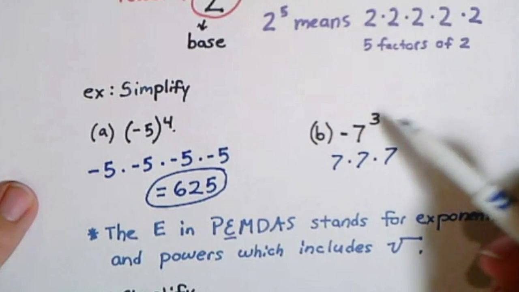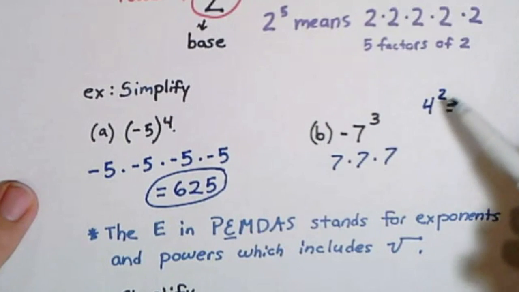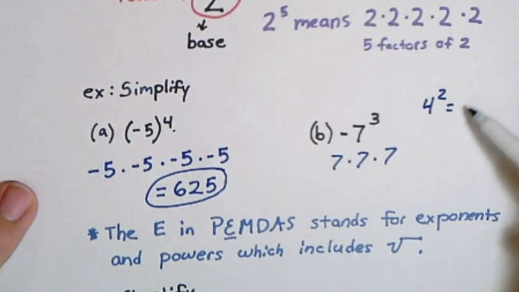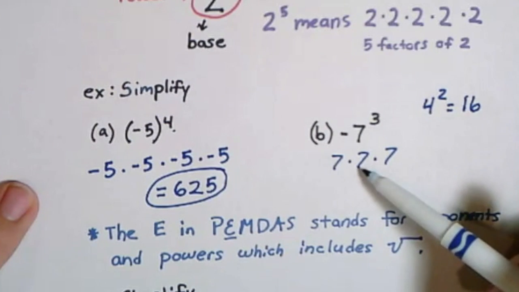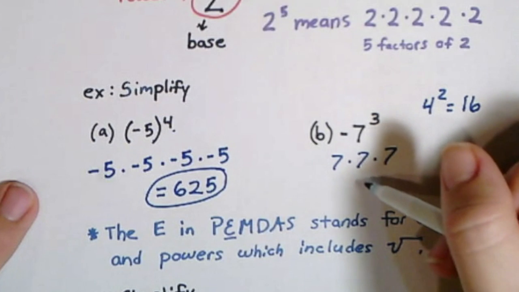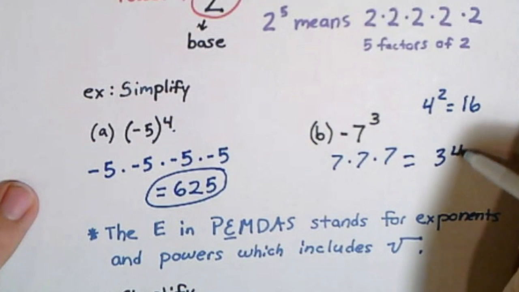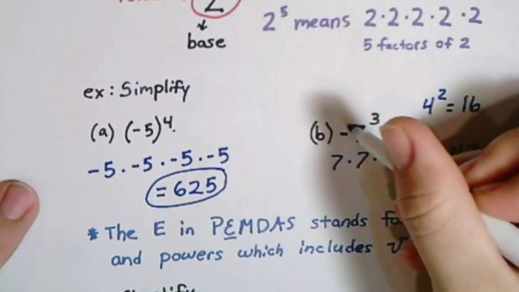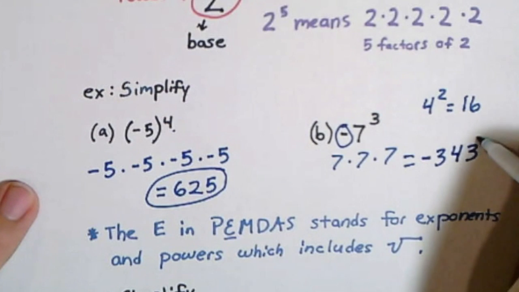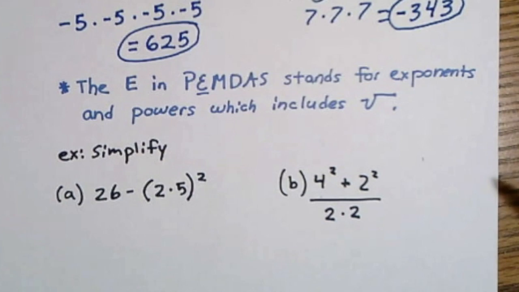Notice that this is not 7 times 3. That's a really common mistake. People will do that, like 4 squared, and they'll say that it's 8 because they'll do 4 times 2. It's 4 times 4, so the answer to that would be 16. And the answer to this one, 7 times 7 times 7: 7 times 7 is 49. 49 times 7 is 343. And then I'm going to take the opposite of that. So my answer is -343.